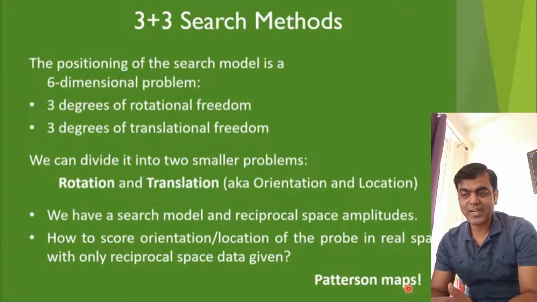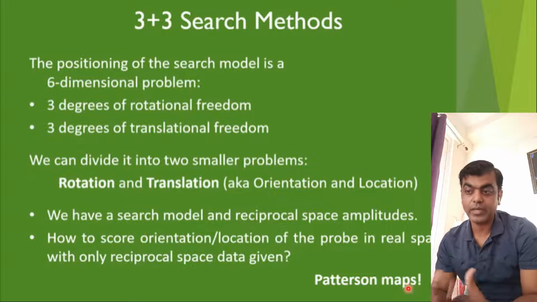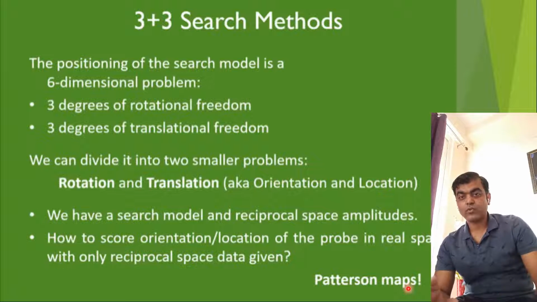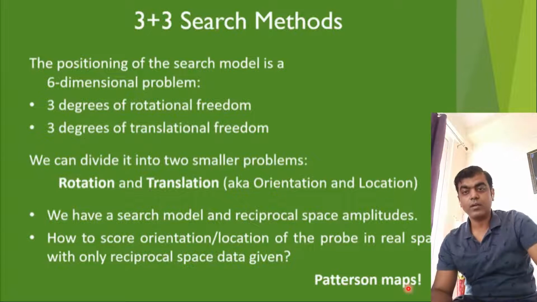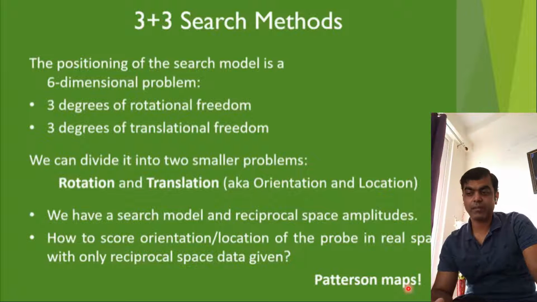Okay, so let's divide it into two smaller problems: the rotational problem and the translational problem. Basically one will give you the information about the orientation in terms of rotation, and the other will give you the information about the location. So translation will give you the information about the location. Now we have two models. Basically one is the search model, and the other is the reciprocal space amplitude.